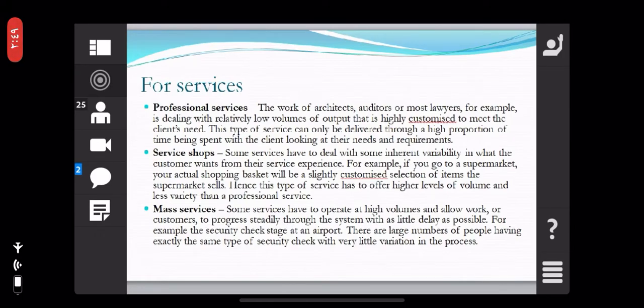They take what? Usually one by one, low volume of the output. Maybe a lawyer or attorney, usually the output is he can win or deal with one case maybe per month or per week. A professional usually deals with very high customization to meet the client's needs. Okay, what the client needs, he must follow that kind of customer needs.